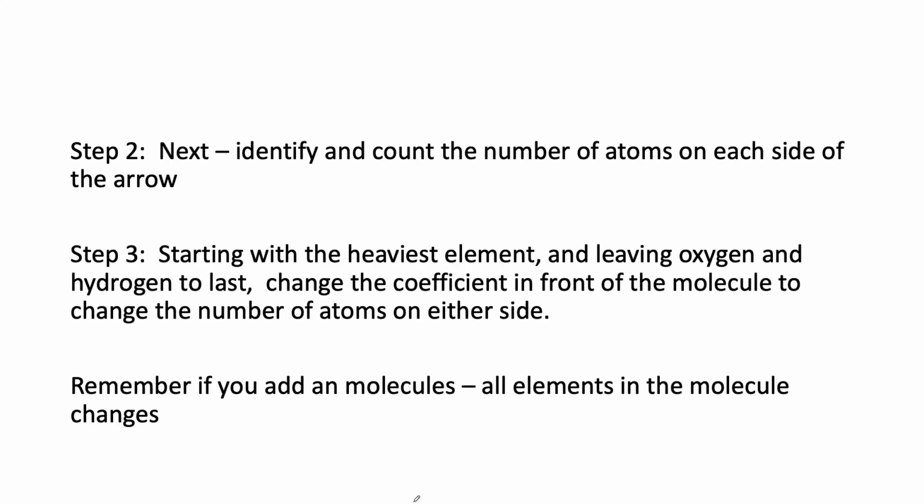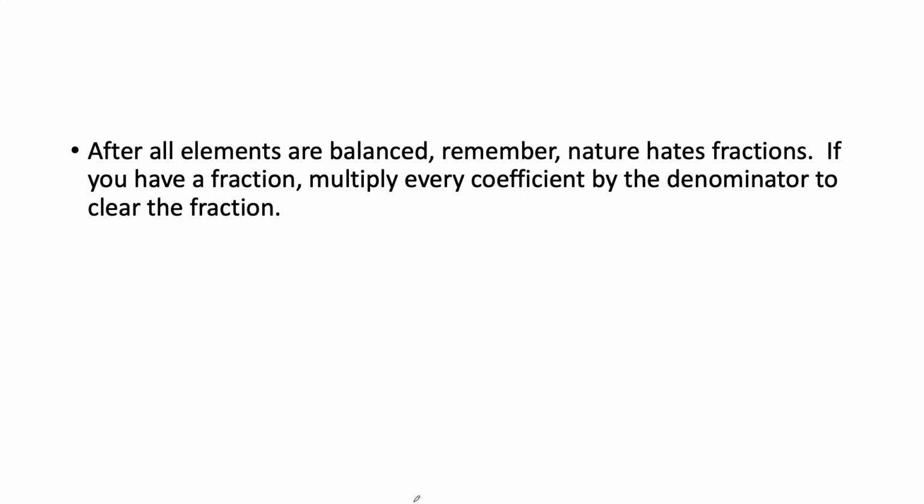Next, you've got to identify and count the number of atoms on each side of the arrow. Then, starting with the heaviest element, leaving oxygen and hydrogen to last, you've got to change the coefficient in front of the molecule in order to balance the equation. And when you do, remember, if you add a molecule, all the elements in the molecule must change. And sometimes you're going to end up with a fraction. There's a couple ways to deal with this. I like to just make one of them a fraction and then multiply by 2 to get rid of the fraction. Excuse me, it's been a long day today. So I'm going to show you how that works with the next example.